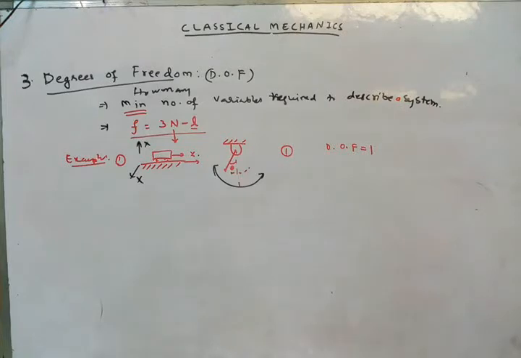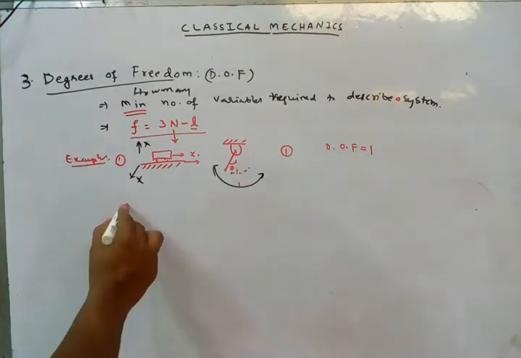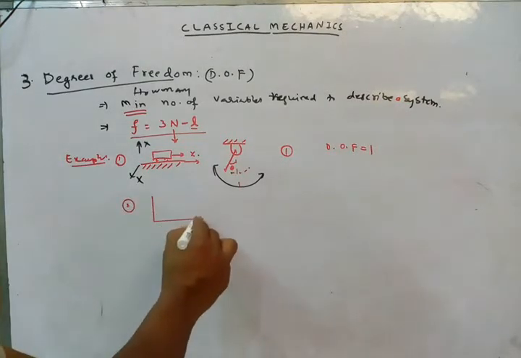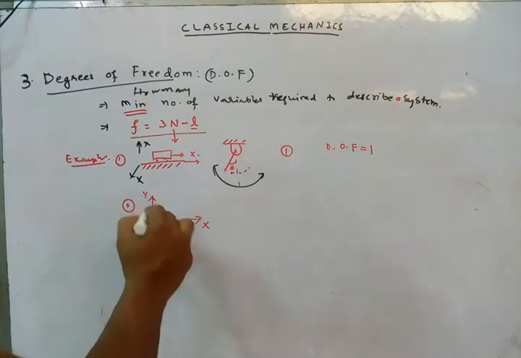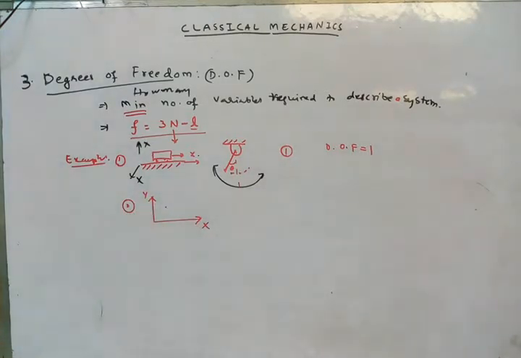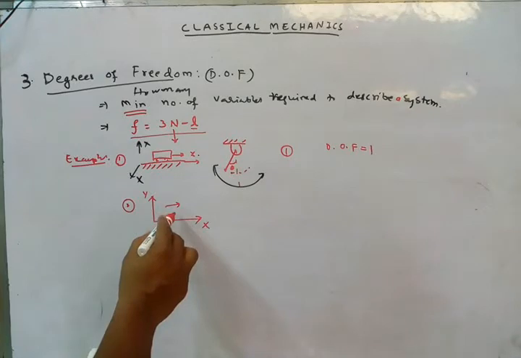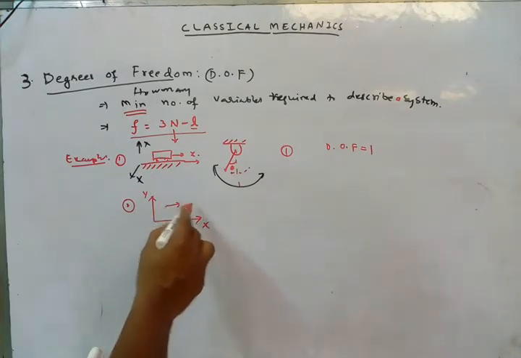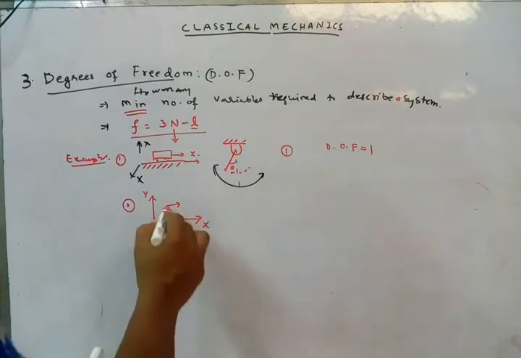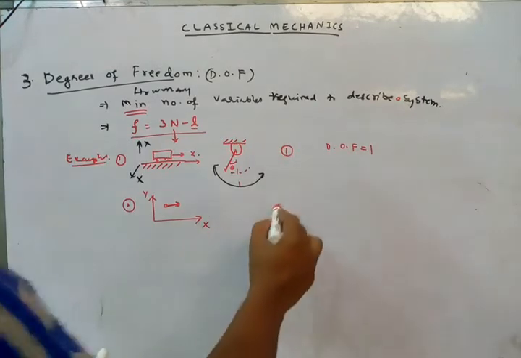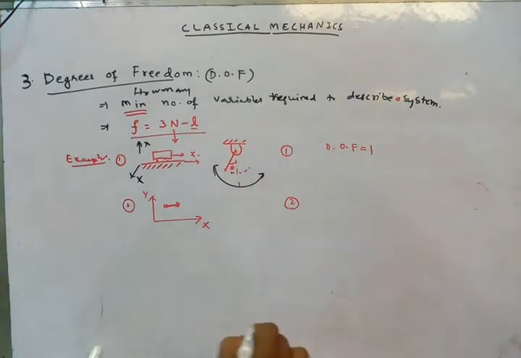If you take a particle moving in the xy plane, to describe this system the minimum number of variables is 2. The x and y positions are required to locate this particle. So the degrees of freedom here is equal to 2 in this system.